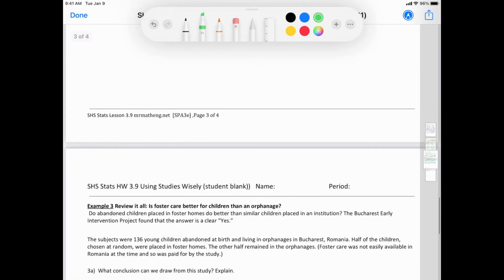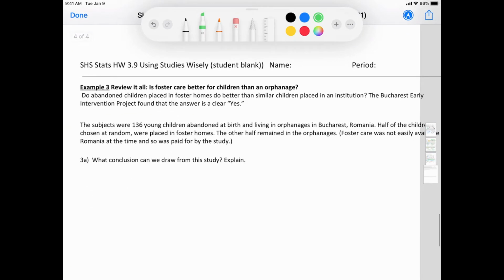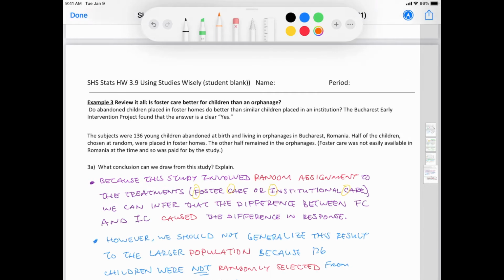All right, let's go on to the next page. You're going to review it all. This reviews both those concepts, and then press play when you want to see the answers. All right. Example 3, review it all.